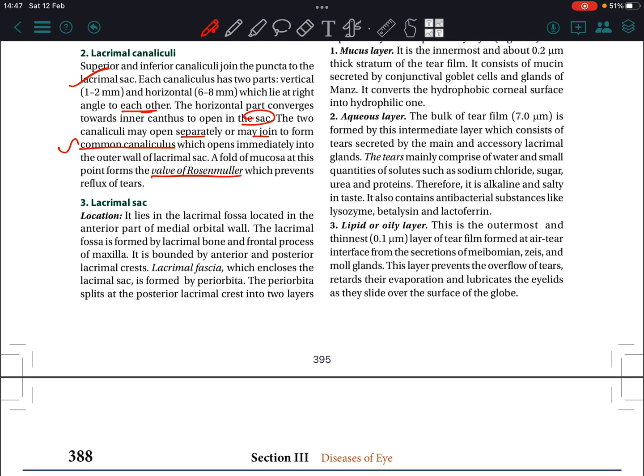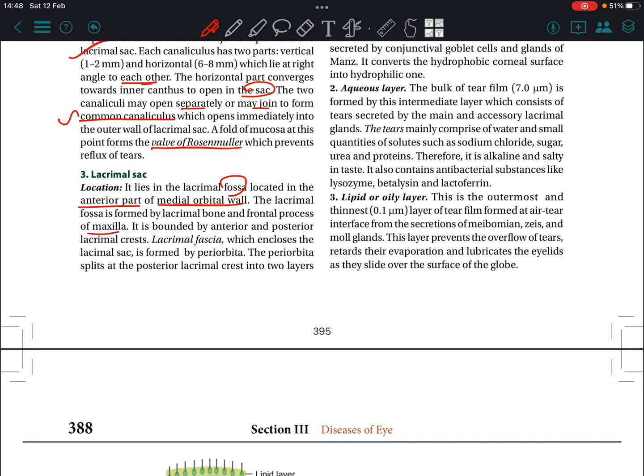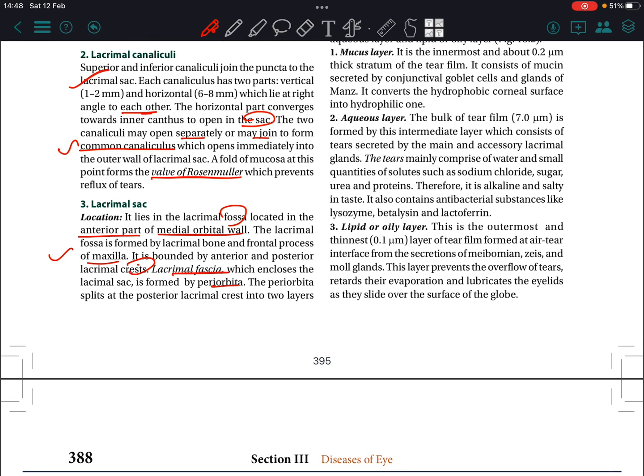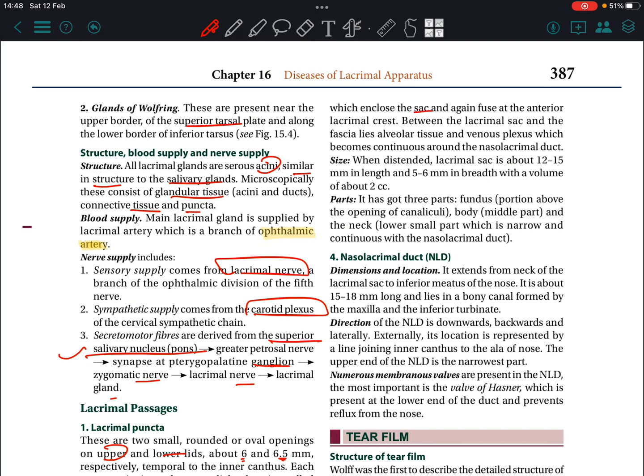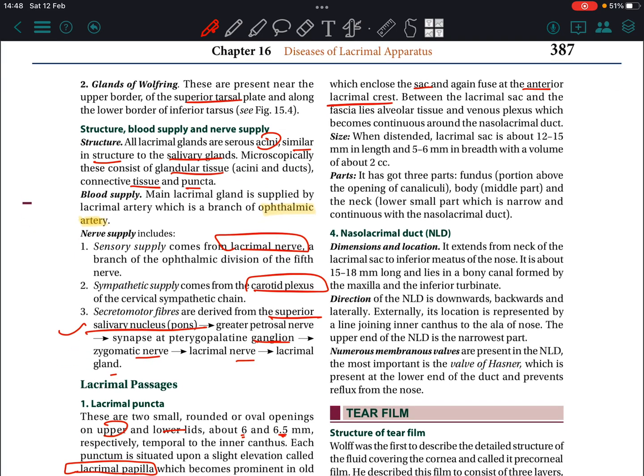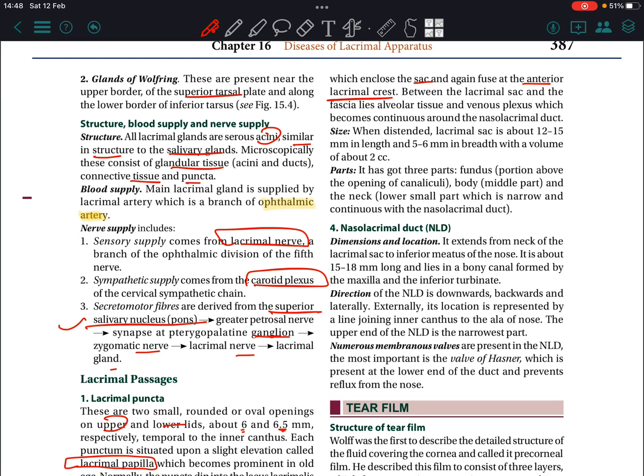Lacrimal sac location: it lies in the lacrimal fossa, located in the anterior part of the medial orbital wall. The lacrimal fossa is formed by the lacrimal bone and frontal process of the maxilla. It is bound by the anterior and posterior lacrimal crests. The lacrimal fascia, which encloses the lacrimal sac, is formed by periorbita. Periorbita splits at the posterior lacrimal crest into two layers, which enclose the sac and again fuse at the anterior lacrimal crest. Between the lacrimal sac and the fascia lies alveolar tissue and venous plexus, which becomes continuous around the nasolacrimal duct.